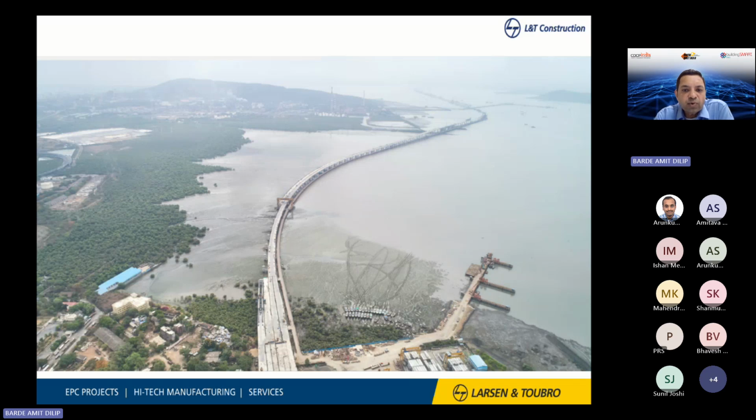Another project, if I have to show you, is our Atal Setu bridge in Mumbai, which connects Mumbai and Navi Mumbai, one of the longest sea bridges. And it's done in precast.